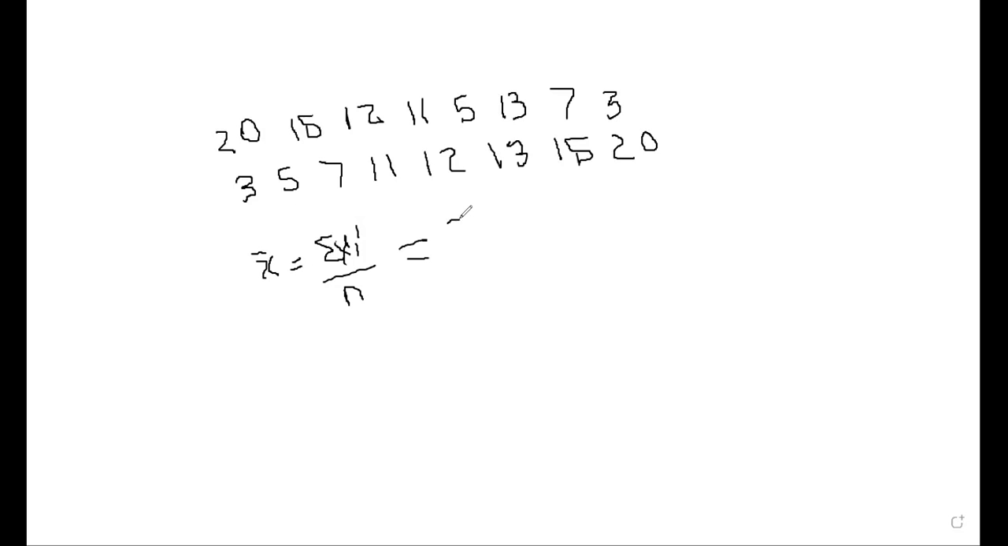So I get 86 over n, where n is the number of observations, equal to 1, 2, 3, 4, 5, 6, 7, and 8. Meaning we're having 8 observations. Then your answer would be 86 divided by 8. Then I get 10 comma 75.